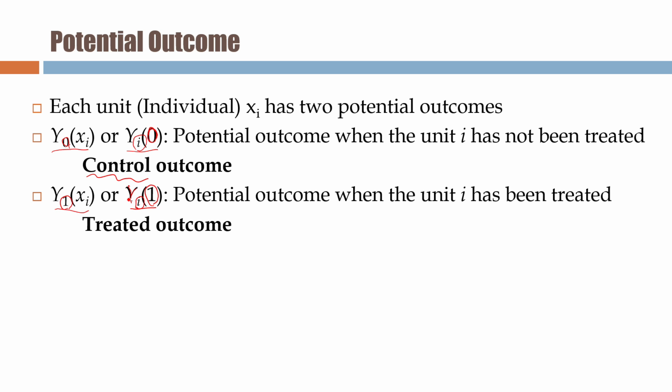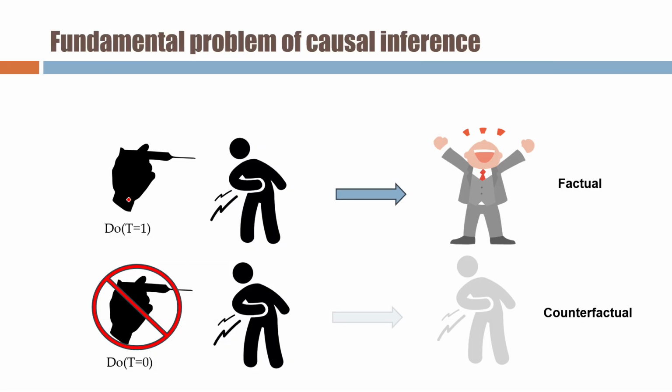So here treat can mean a medicine: we give a medicine to the patient, and 0 means we give a fake pill. So actually we are not giving them any medicine, but to avoid the placebo effect we give something that is not a real medicine. That's what we call a potential outcome.